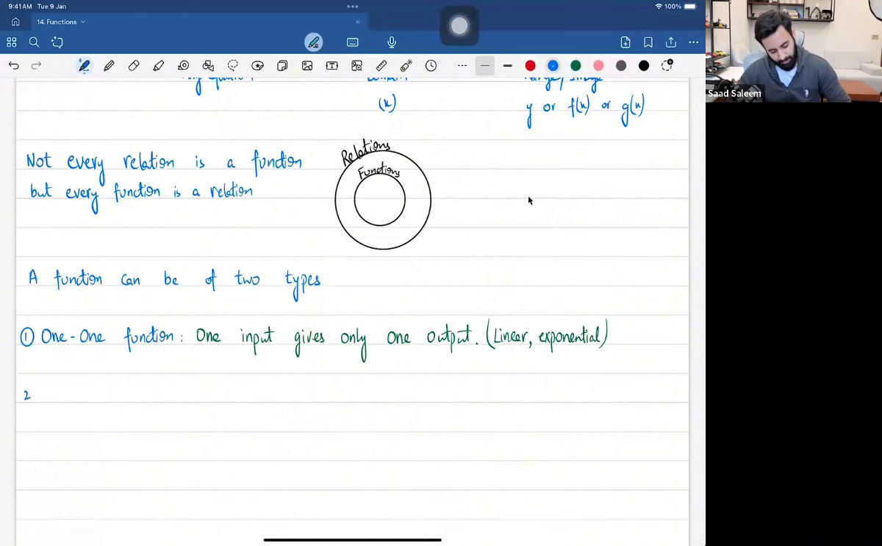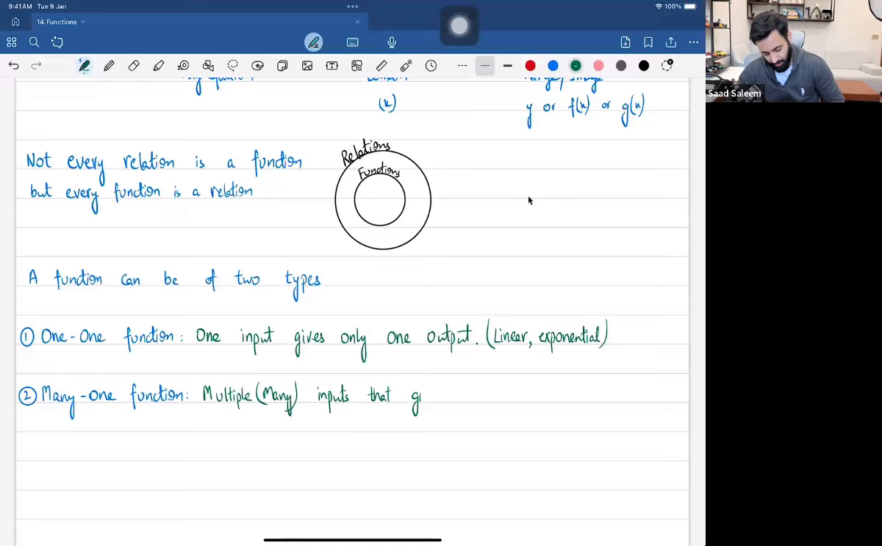What's the other type? There's another type of function. Many to one. Good job. Many to one function. The word itself, many to one, is self-explanatory. That is where there are multiple, or as the word says, many inputs that give the same output. And same ka matlab one specific output.